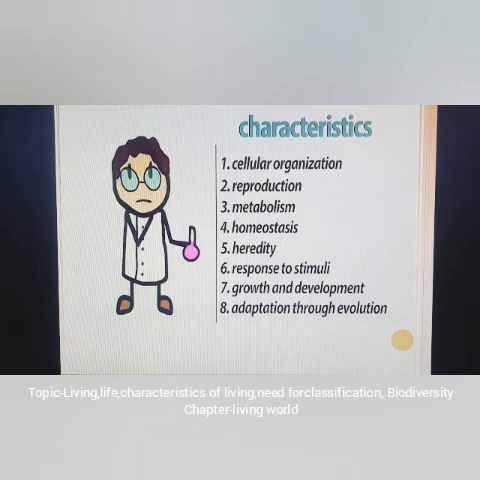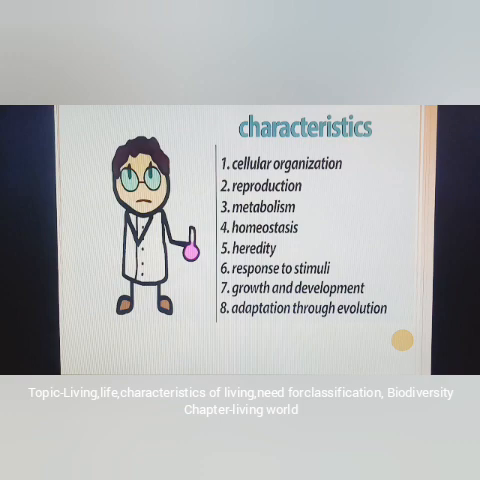Third, metabolism. Metabolism is the process by which we break down our food materials and get energy from there, and by utilizing that energy we perform various kinds of physiological processes. So obviously metabolism is another basic characteristic feature for any kind of living object.